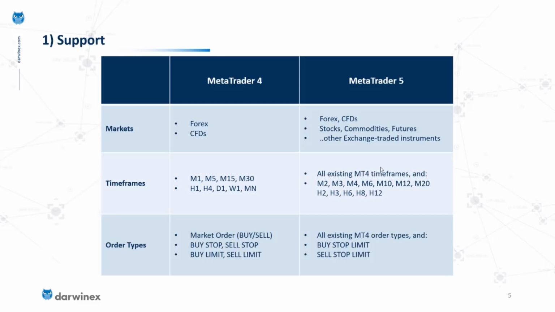In terms of timeframes, MetaTrader 4, of course, contains its default 1, 5, 15, 30-minute, hourly, 4-hourly, daily, weekly, and monthly. This has been extended considerably in MetaTrader 5. It does contain all the existing timeframes that are supported by MetaTrader 4, but on top of those, it also includes 2, 3, 4, 6, 10, 12, and 20-minute charts, as well as 2-hourly, 3-hourly, 6-hourly, 8- and 12-hourly charts as well.